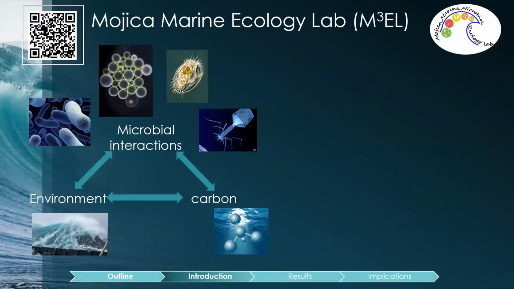So this brings me to my lab, which we call MEL. Essentially, we are interested in how physical chemical variability, such as these mixing dynamics here or anthropogenic pollution, affect microbial interactions. So how microbes interact with each other, as well as how these interactions influence the flow of carbon. So how does this all fit together to affect the flow of carbon through marine ecosystems?